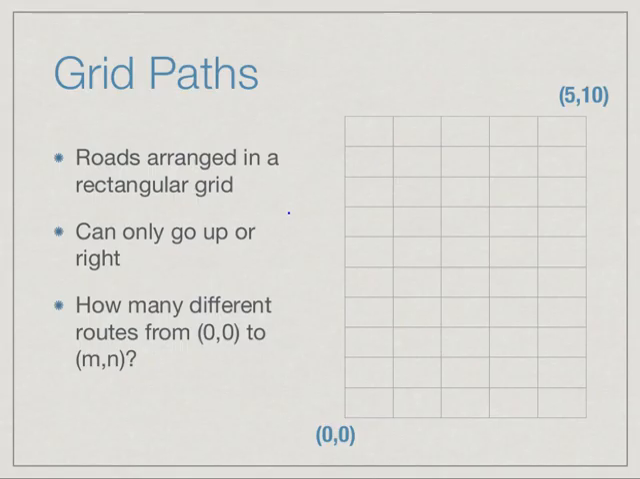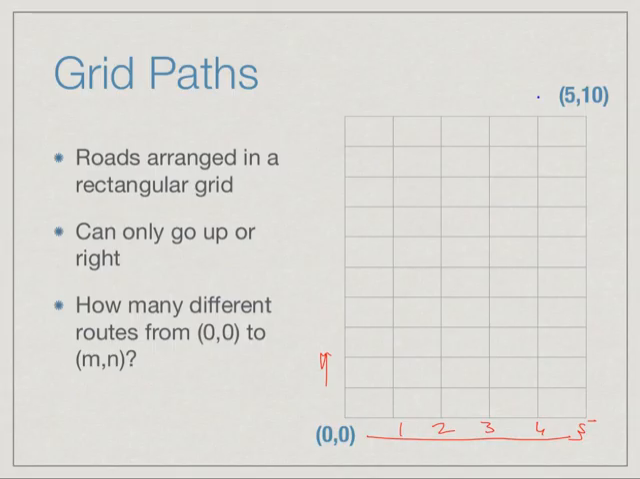So we have a grid here. You can imagine there are roads which are arranged in a rectangular format. And we can imagine that the intersections are numbered. So we have 0, 0 at the bottom left corner. And in this case, we have 5, 10 because going across from left to right, we have 1, 2, 3, 4, 5 different intersections and 10 going up. So we have at 5, 10, the top right corner.